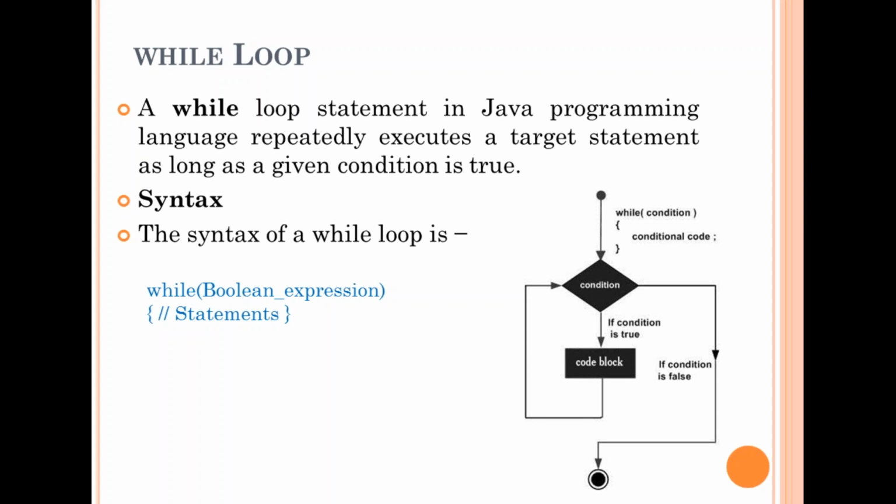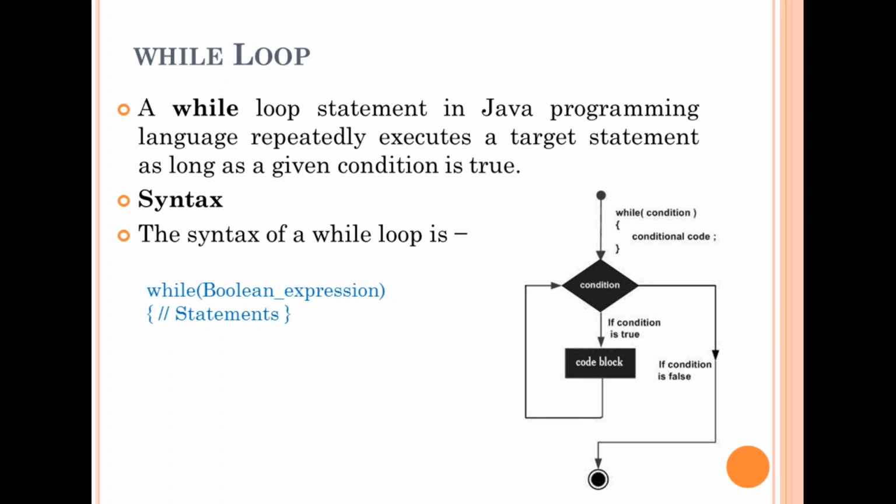Here statements may be a single statement or a block of statements. The condition may be any expression, and true is any non-zero value. When executing, if the Boolean expression result is true, then actions inside the loop will be executed. This will continue as long as the expression result is true. When the condition becomes false, program control passes to the line immediately following the loop.